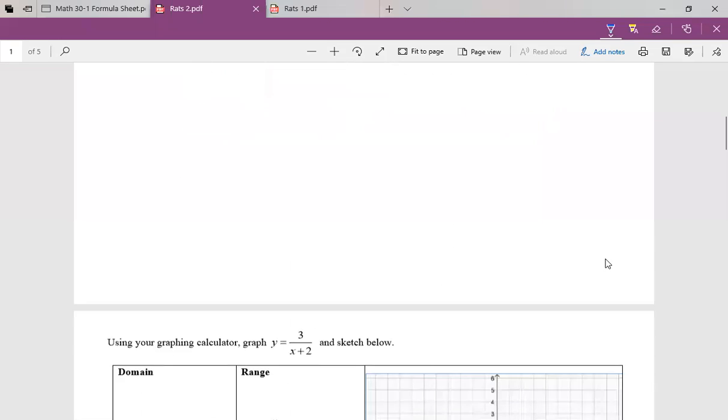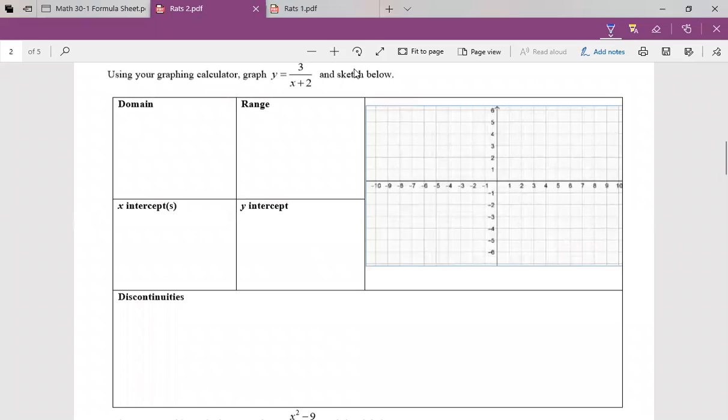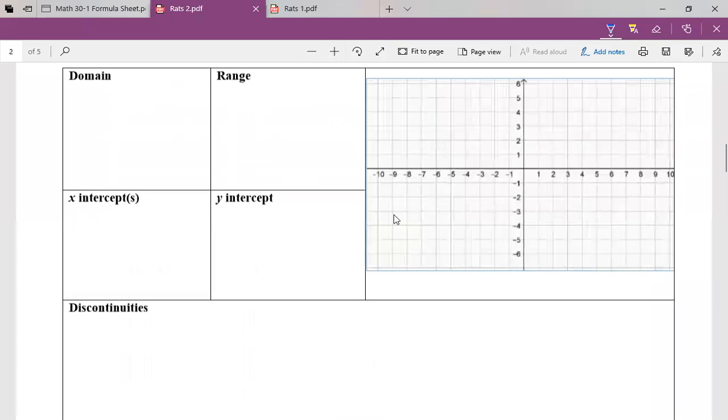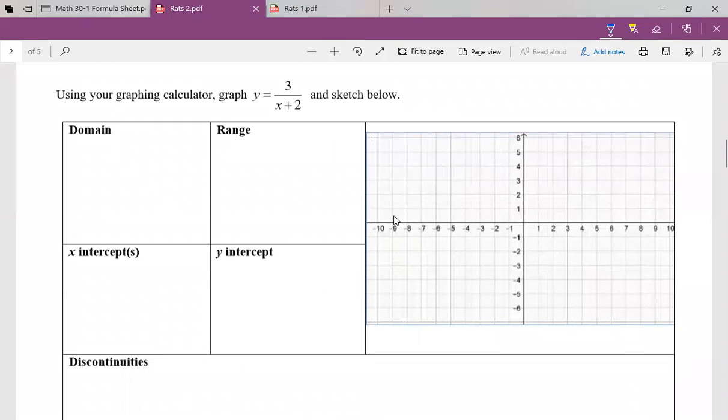What I want you to do, though, is grab your graphing calculator and not just watch and listen to me do this. I want you to do this. Go grab your graphing calculator and draw this function, sketch it in there, and then see if you can answer the following questions. So hit pause and go do that, please.